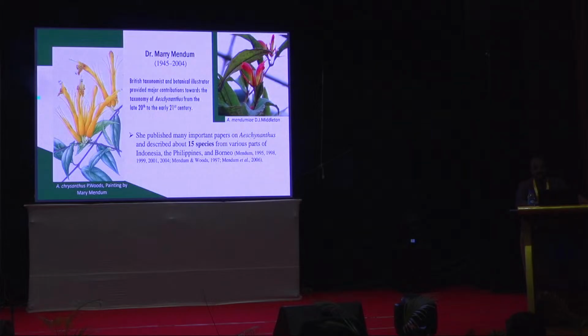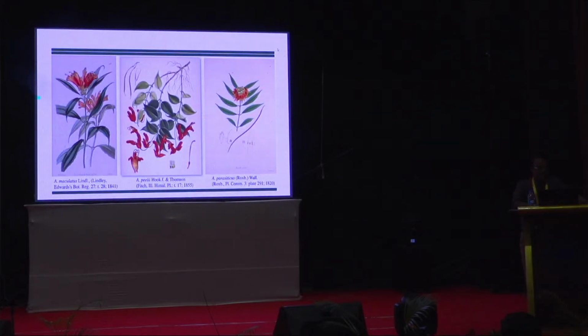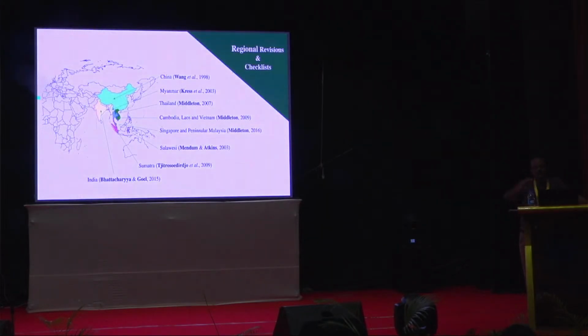On the right side you can see another illustration by Middleton, of the species named after Dr. Mendum, Aeschynanthus mendumiae. These are some of the beautiful illustrations we can see in various books: one by Lindley, another by Hooker and Thomson, and the last one from the Roxburgh Icones. This is regarding the works that have already been undertaken in different areas.